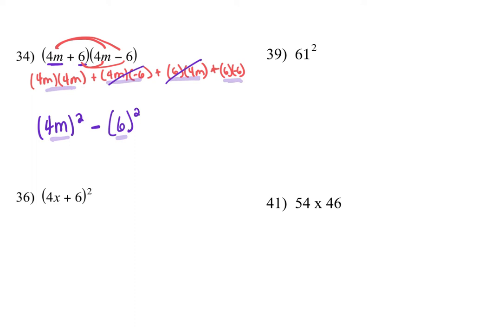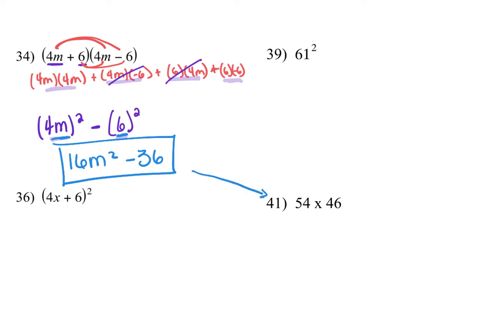All right. And of course, simplify it. 4m, if I square it, is going to be 16m squared, minus 6 if I square it is going to be 36. And so that's going to be my answer. All right. This is identical to this one down here. Why? Well, these are both 4 away from 50, correct? So I can write this as 50 plus 4 and 50 minus 4. Do you see how that's the same as what I just did? It's plus minus of the same exact problem, all right?